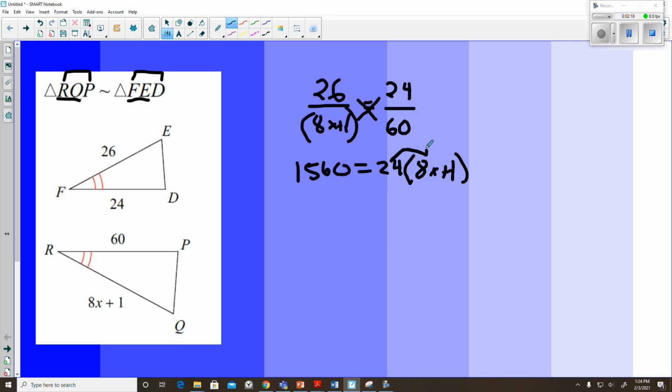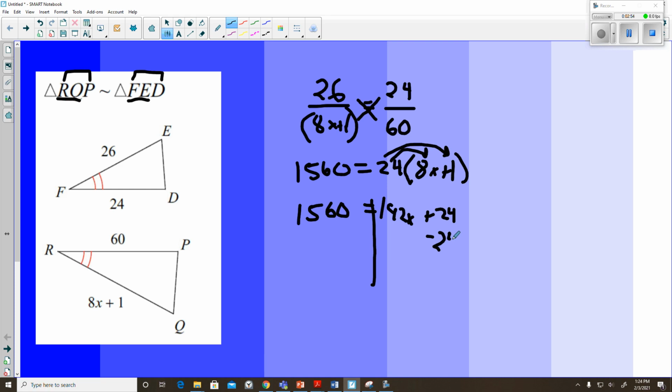Then you distribute that through, and you'll have 1560 equals 24 times 8, which is 192x, and then 24 times 1, which is positive 24. Then all you have to do is solve for x. The big thing about all of this is setting up these proportions so that they align with the statement. Don't let the triangles fool you. Use the statement to help you set those up.